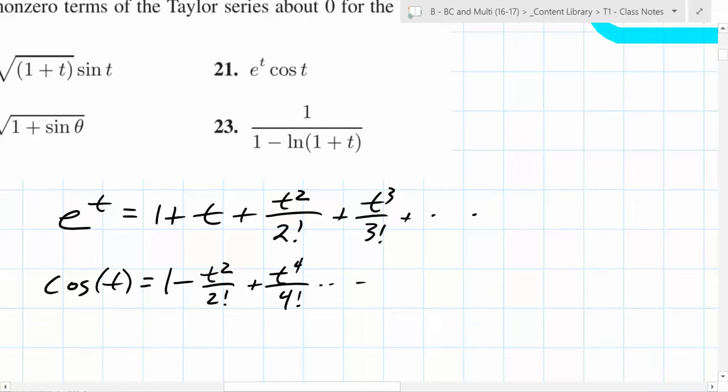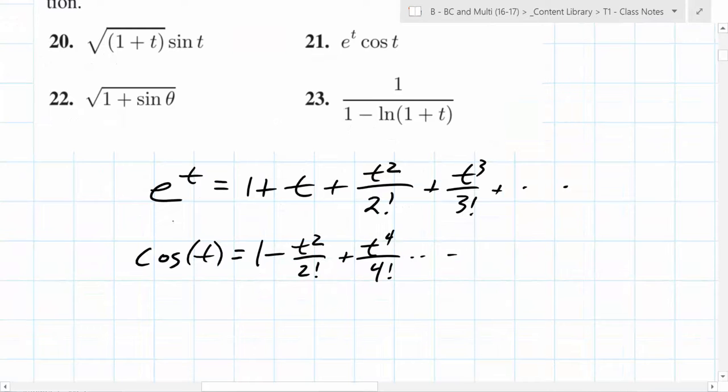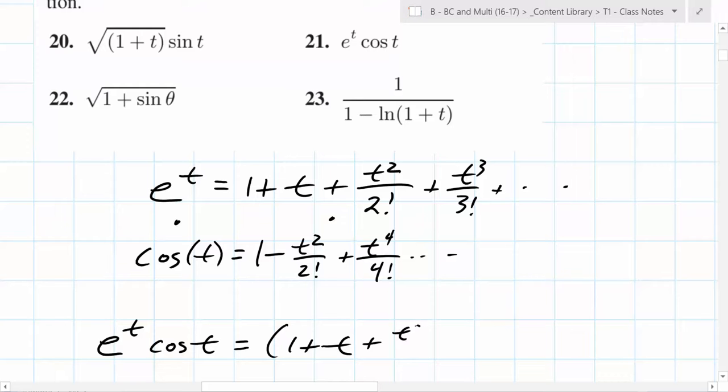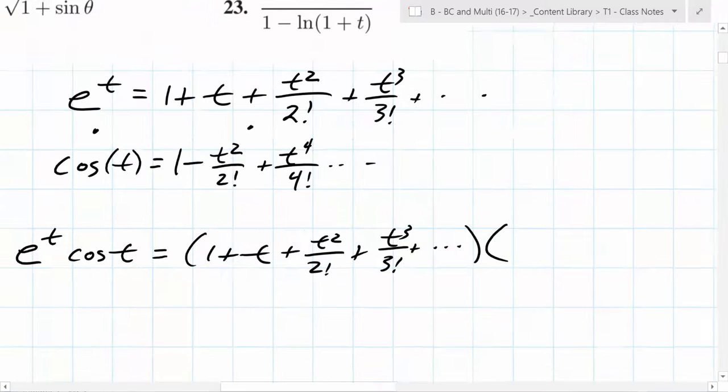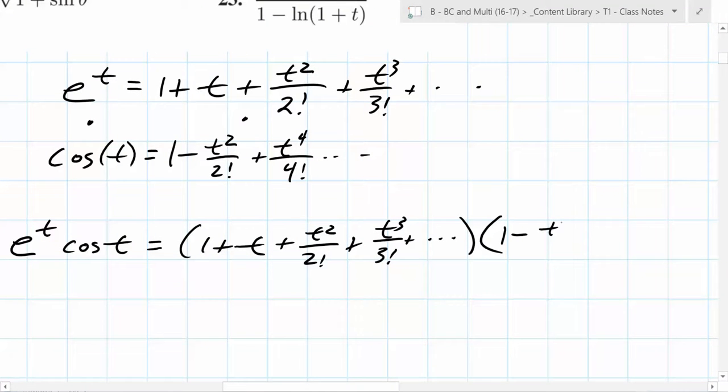If two things are equal, can you multiply both sides by two different things? Yeah, you can multiply both sides. So you actually know that e to the t cosine t is equal to 1 plus t plus t squared over 2 factorial plus t cubed over 3 factorial, dot dot dot, times 1 minus t squared over 2 factorial plus t to the 4th over 4 factorial. Okay, so here's the thing. You could stop there. That is a proper answer.